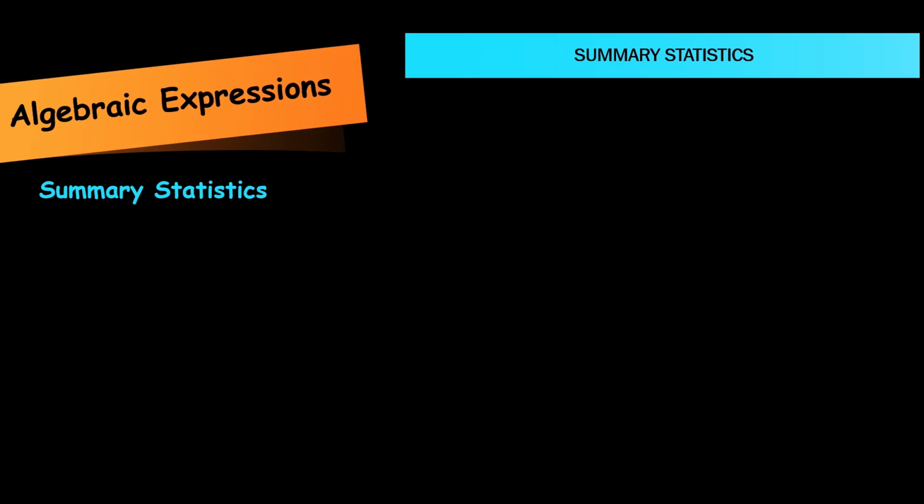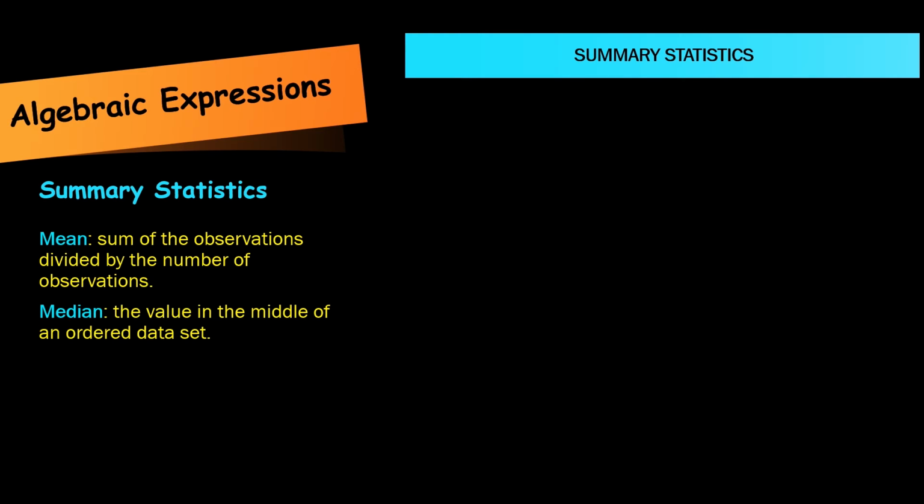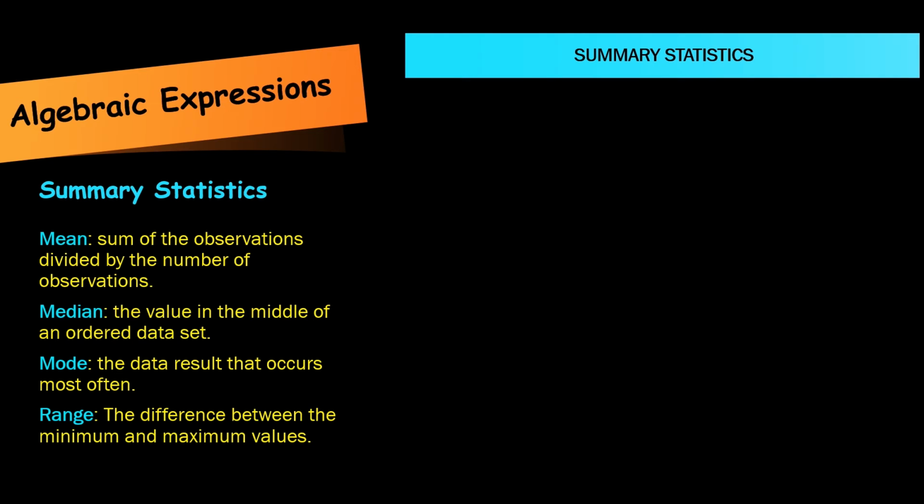Before we move on to the next exercise, let's remind ourselves of some of the definitions associated with summary statistics. So remember, mean is the sum of the observations divided by the number of observations. The median is the value in the middle of an ordered data set. The mode is the data result that occurs the most often. And finally, the range is the difference between the minimum and maximum values.